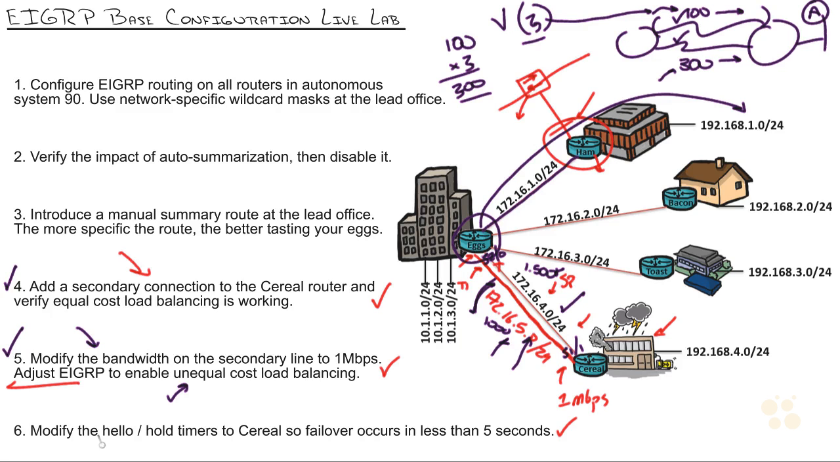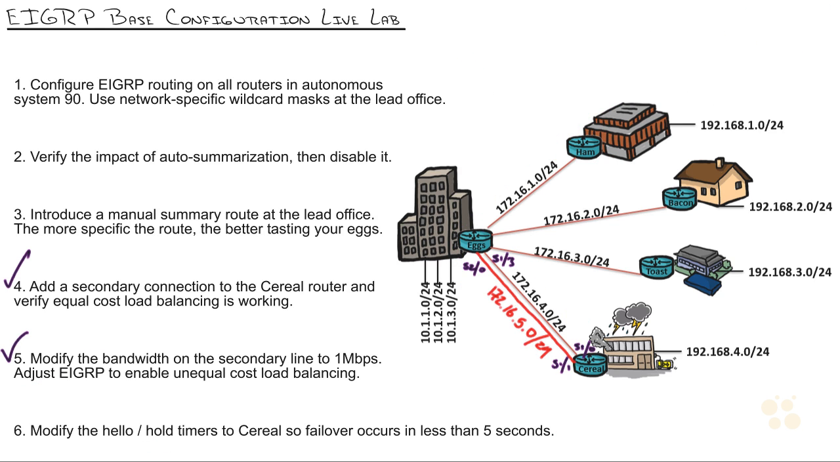Now we're down to our bonus one, and that is modifying the hello and hold timers to serial so failover on those WAN links occurs in less than 5 seconds. I'm going to clear this off and redraw it just because it's a little bit messy. There we go. And you can see that I've neatly labeled each one of these interface identifiers because it's going to be really confusing on these hello and hold timers. Cisco, unfortunately, did not make these as straightforward as you would have hoped if you don't remember which interface you're on as you begin adjusting them.